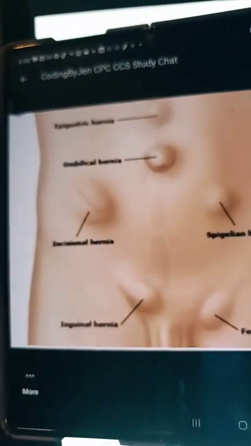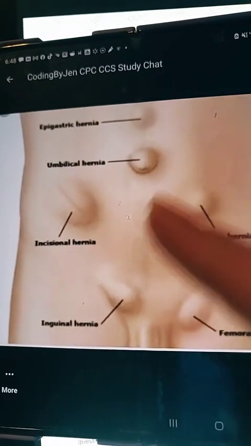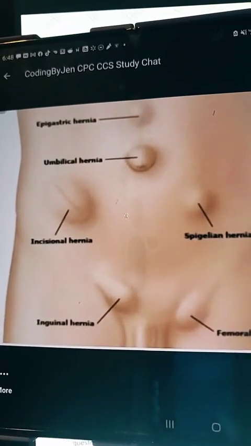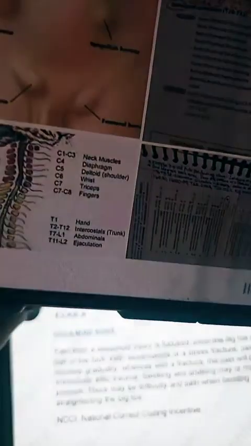So I love this little sheet. It's just real simple, real basic, but it gives you all the different locations so you can have a visual on it. That's super helpful for the exam.